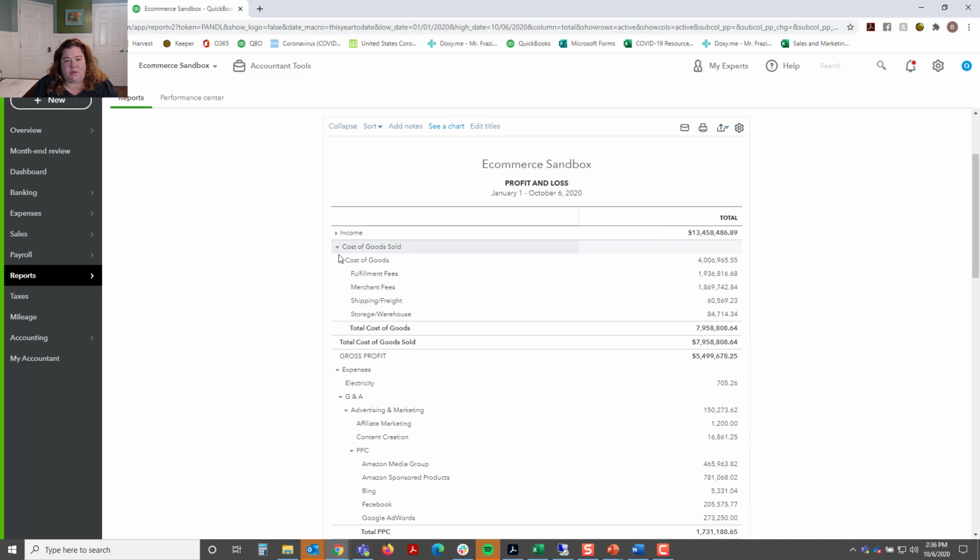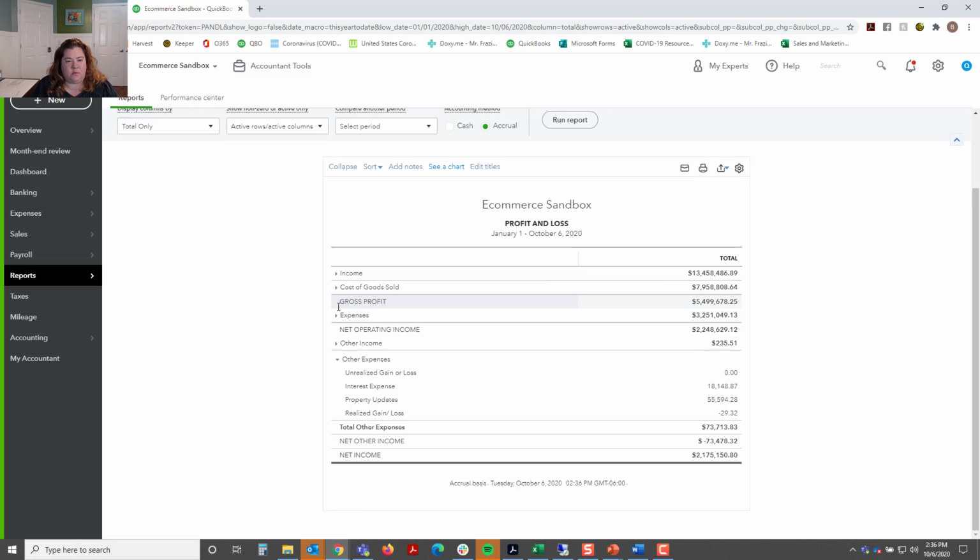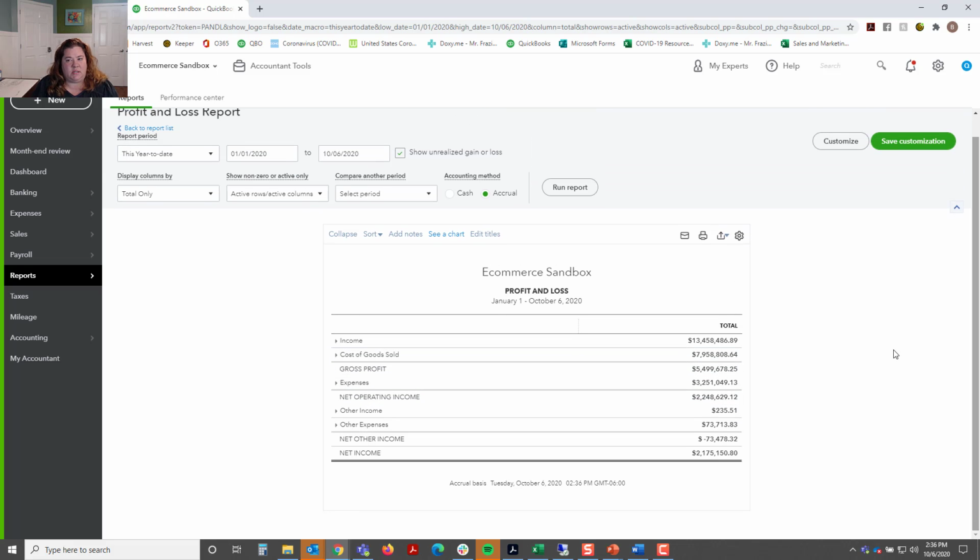So I'm actually going to simplify this first of all to show you the key parts and pieces of this that we talked about just a moment ago, so you can see the way that this works before you get overwhelmed by looking at all the other numbers. First here at the top, we have the income, all the money that came into the business. And then we have cost of goods sold.